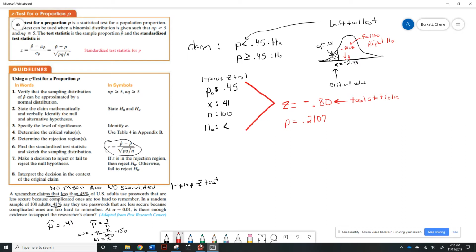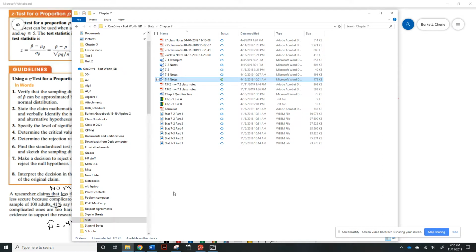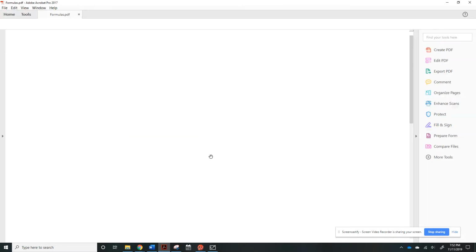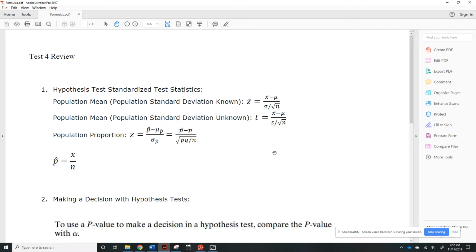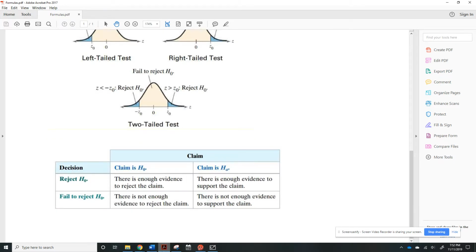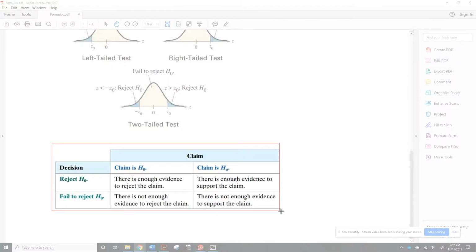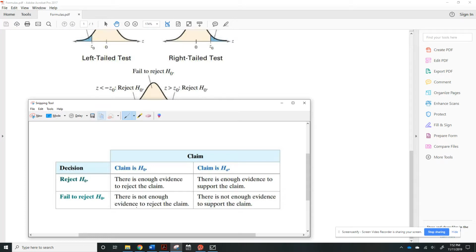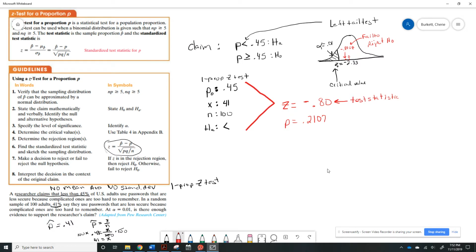So since we failed to reject, now we need our cheat sheet, and I am pretty sure I do not have my cheat sheet up. So let me see if I can go find it real quick. Maybe it's on this one. Yeah, this is it. So here's my cheat sheet down here. I'll copy and paste it over there so that we can see it all at the same time.